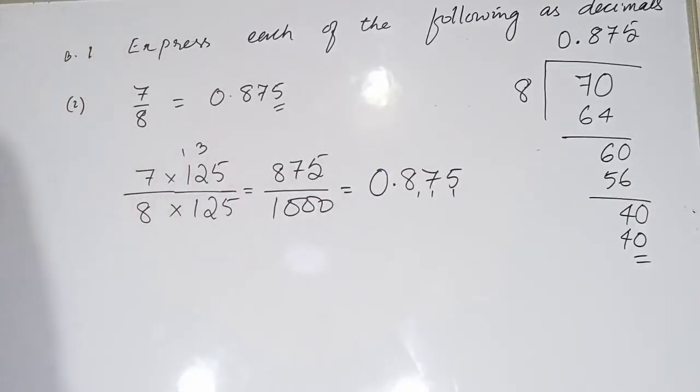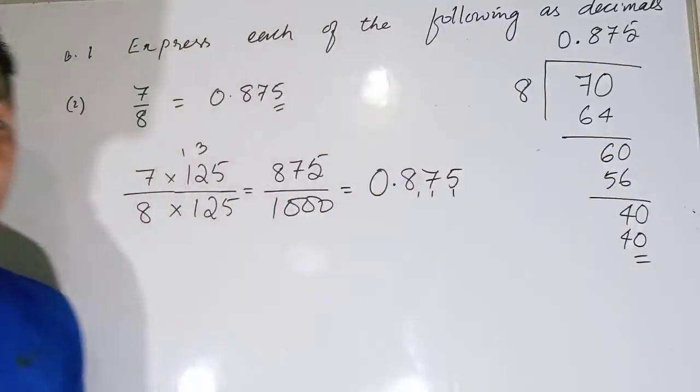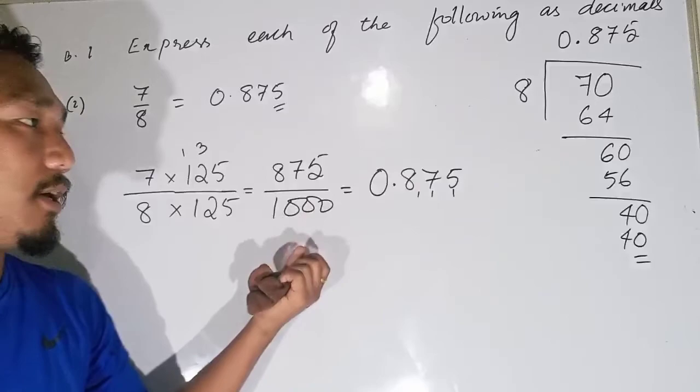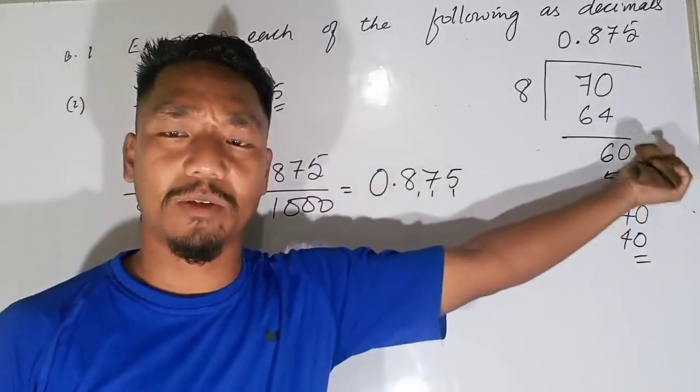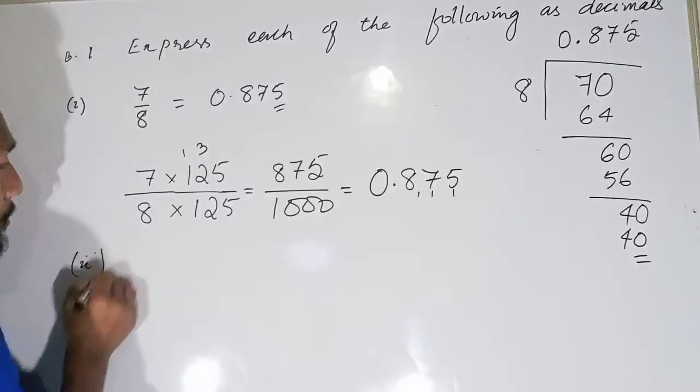Either if you're very good in division, you can directly go for division. If you're very good in multiplication, you can go for multiplication. If you're good in both of them, you choose whichever is easier. Similarly, next is number 2. So number 2, what is it?